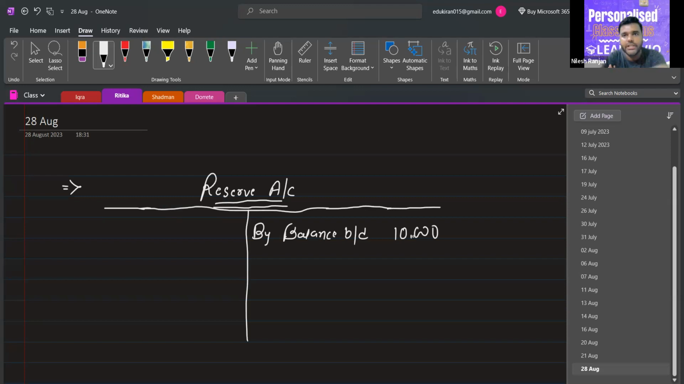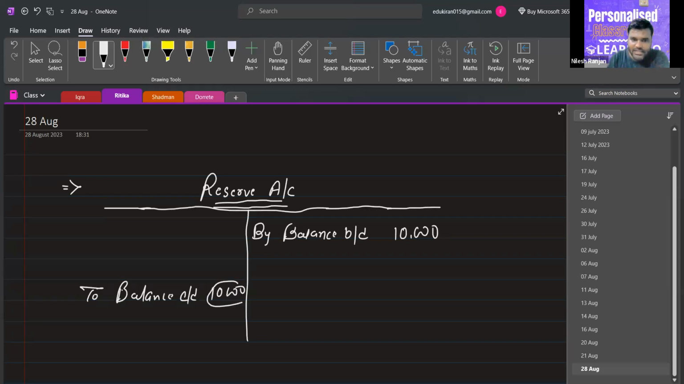Whenever we want to close any account, we just transfer the balance from that account to some other account. So in this reserve account, we have a credit balance of 10,000, by balance b/d, which is written. Now we want to close this account. So what will we do? We'll write the balance amount on the debit side as to balance c/d.